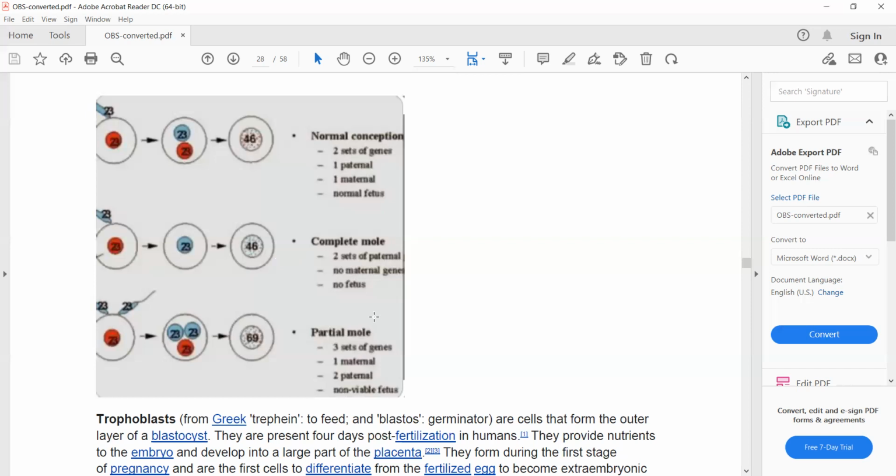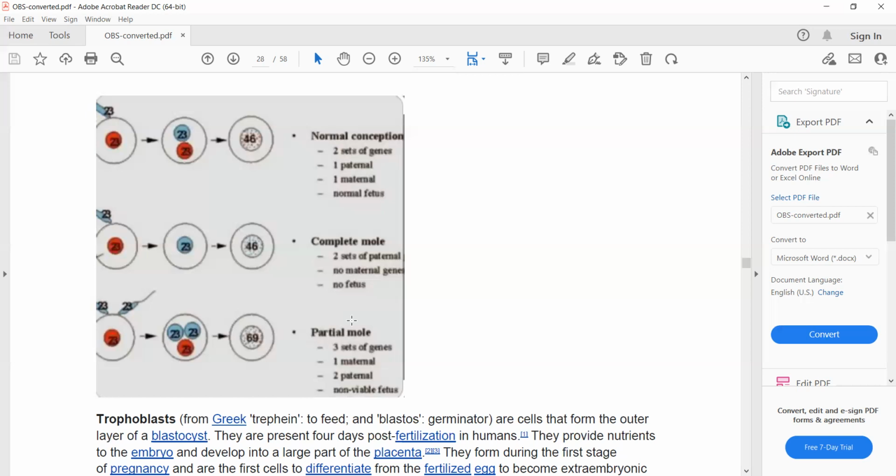Now, what will happen in a partial mole? How will a partial mole form? In a partial mole, two sperm have combined with an ovum which is not empty. It has 23 chromosomes. So there is one set of genes from the maternal side and two sets of genes from the paternal side, so a total of 69 chromosomes will be present in the fertilized egg. Because one set of maternal genes is present, it will result in a partial mole.